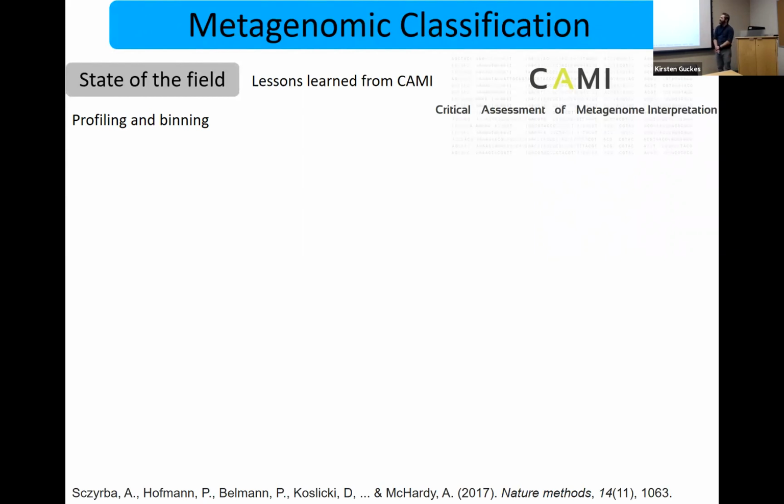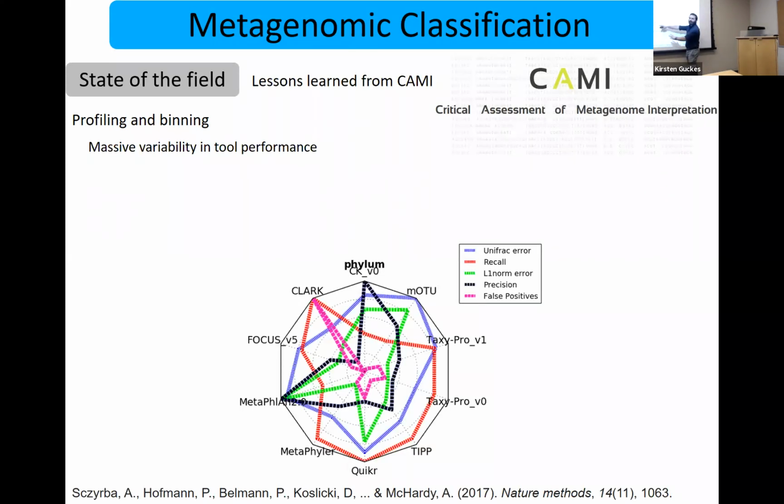Profiling and binning. Those are the two I'm going to talk about, the lessons learned here. First off, there's massive variability in tool performance. For example, here's a plot. Don't try to interpret it. All you want to take away from this is that it's kind of a mess, right? These lines are super squiggly, and there's a bunch of different error metrics here.